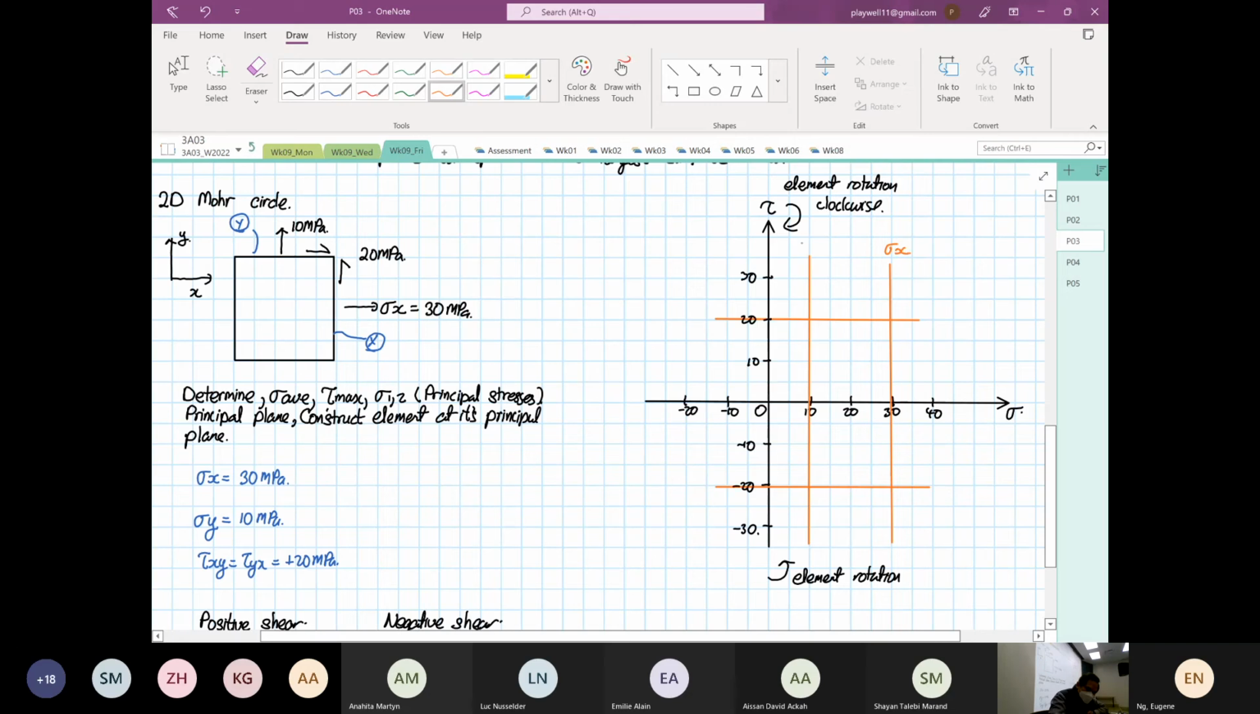Line. This is our stress Y line. This is our shear XY line, or shear YX, either one. Okay.